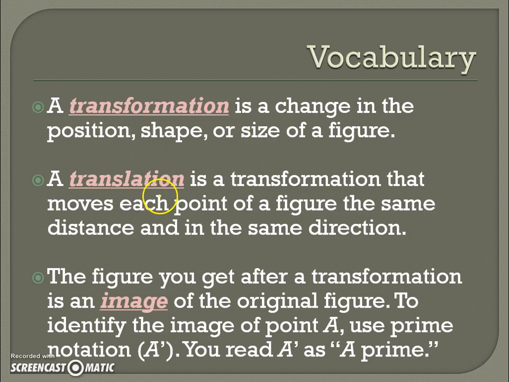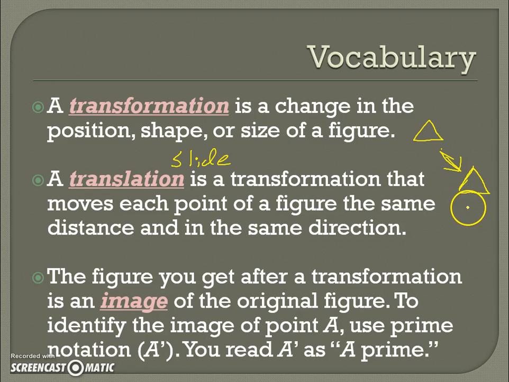A translation is a specific transformation that moves each point of a figure the same distance and in the same direction. And we call that where the orientation doesn't change. For instance, if I take this and I slide this triangle down, as long as the orientation doesn't change, in other words, this side was on the bottom, it's still on the bottom, then that is a translation. Sometimes you'll hear that called a slide, kind of just a general term. If it slides somewhere, then that's a translation.